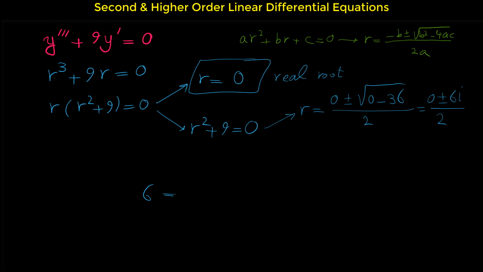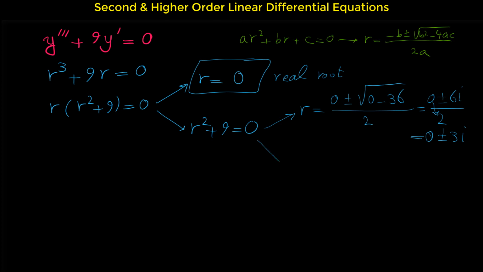Let's continue our solution. So we have 0 plus minus 6i over 2. If we divide now top by bottom, 0 over 2 is 0, plus minus 6i over 2 is 3i. So this is the solution of this quadratic equation.